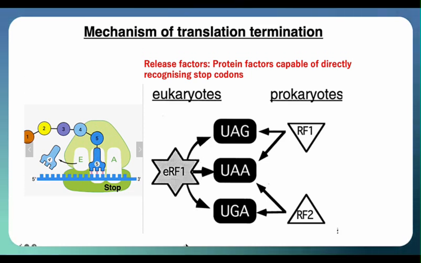Although eRF1 is also a protein molecule, its 3-dimensional structure is known to be similar to that of transfer RNA. In contrast, the 3-dimensional structures of RF1 and RF2 in eubacteria do not show similarity to transfer RNA. This suggests that, while eRF1 and bacterial release factors are proteins that perform the same function of translation termination, they are not considered to have evolutionary continuity.